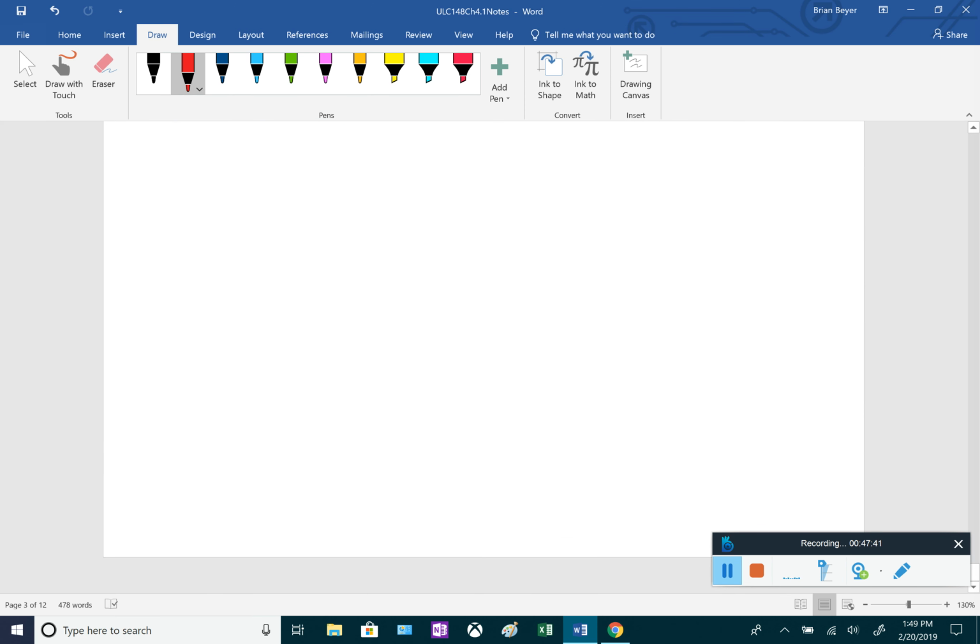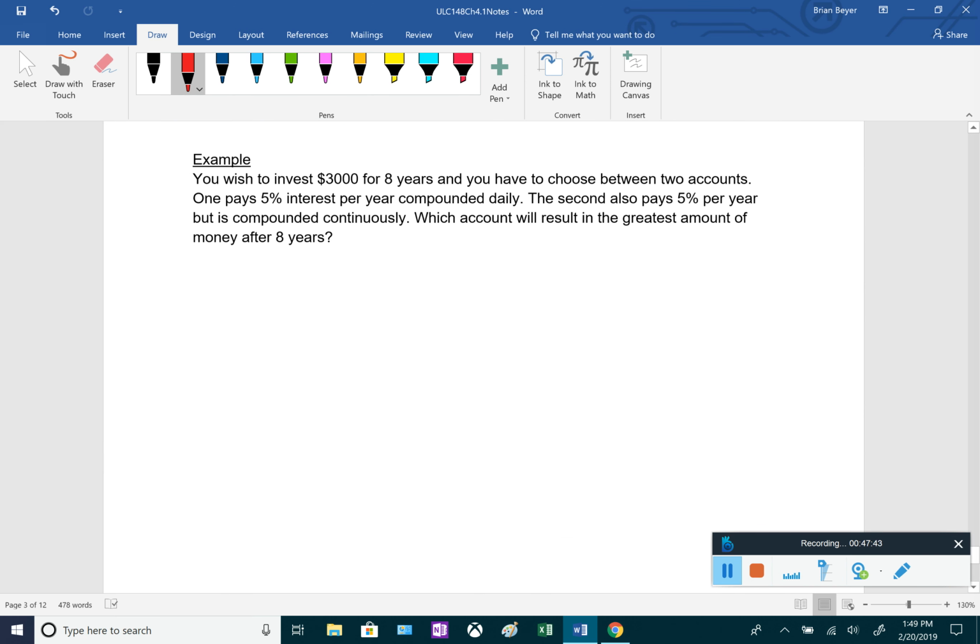Okay, so I believe this is the last one. Yep, let's do one more here. Same type of question. You wish to invest $3,000 for 8 years. You have to choose between two accounts again. One pays 5% interest per year compounded daily. The second one also pays 5% per year, but it's compounded continuously. We want to know which account is going to result in the greatest amount of money after these 8 years.